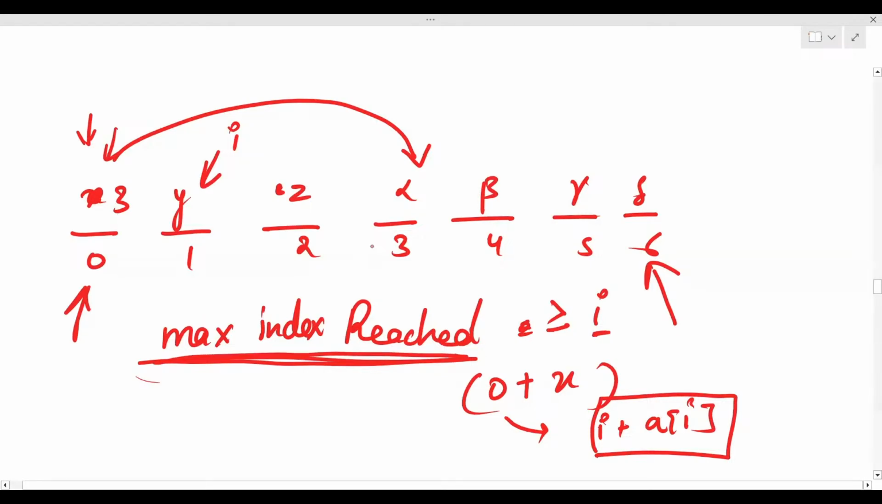If at a point I see that I cannot reach this index itself, like I is more than the maximum index reached, at that point only I can return false. I can say that it's not possible. So now is the solution clear? I'll connect it to the workflow.